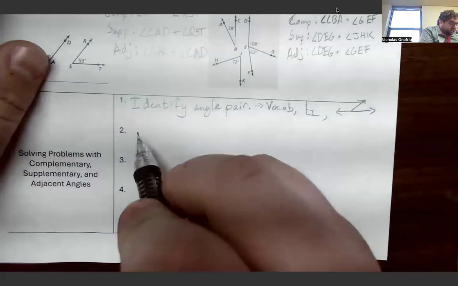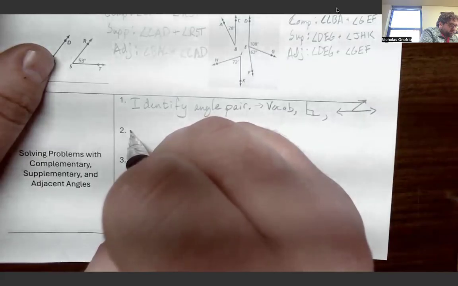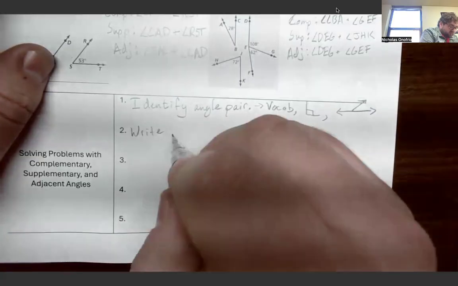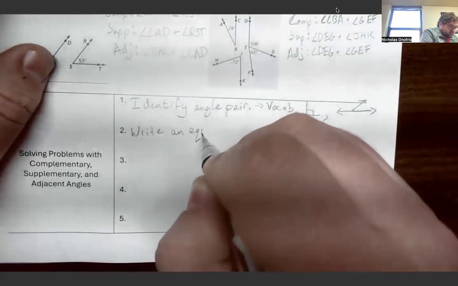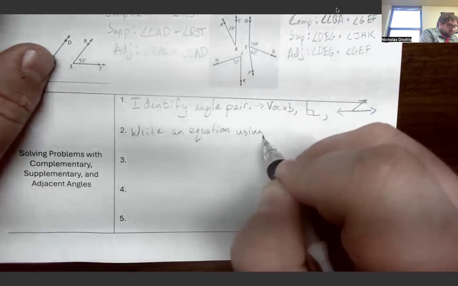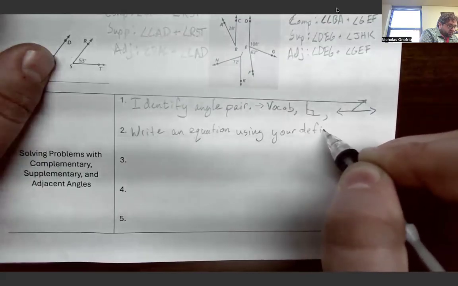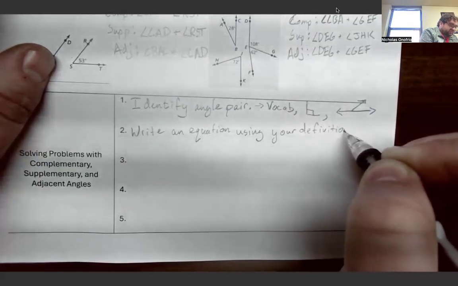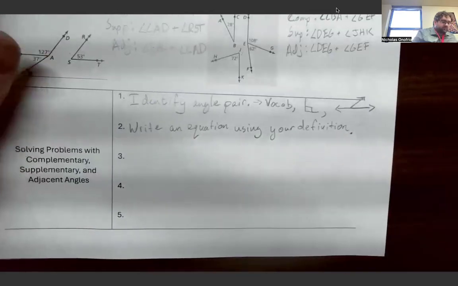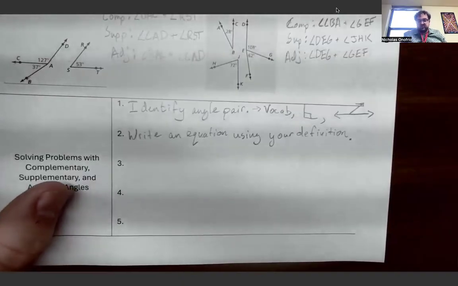Once you get to that, it takes you to step 2. You are going to write an equation using your definition. Remember, adjacent angles are just next to each other. You're going to need some extra information, and we'll see that. Complementary angles add to 90. Supplementary angles add to 180.